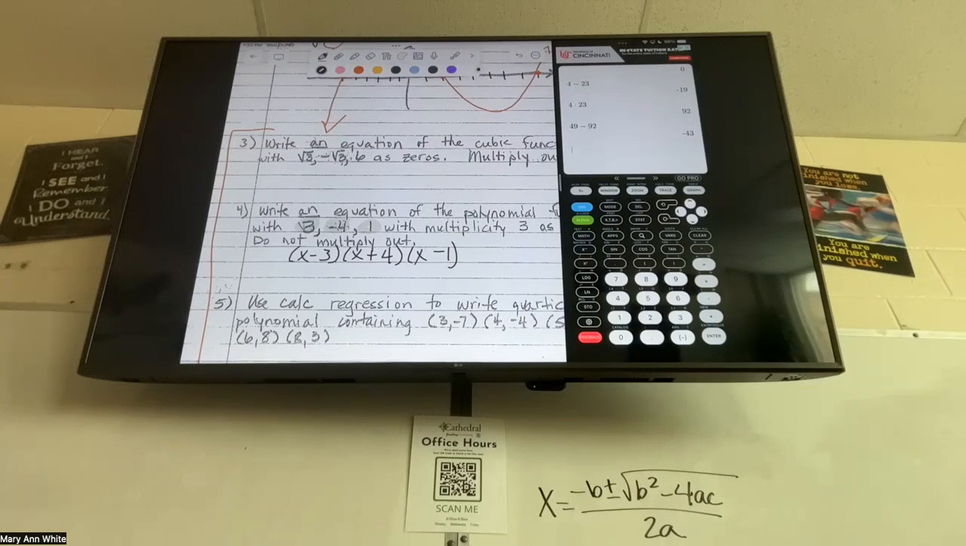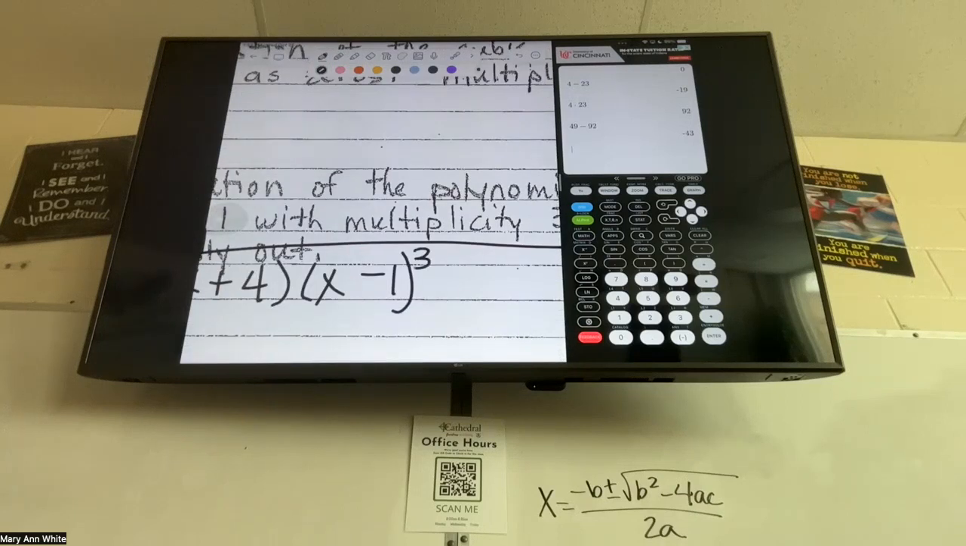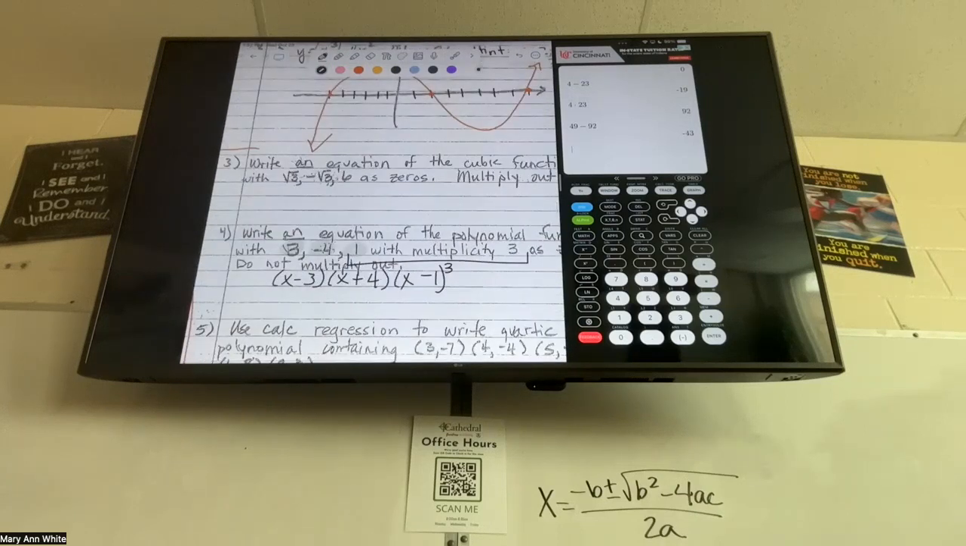Then it says 1 has a multiplicity of 3. Do you know what multiplicity means? Good, it's my exponent, it's my cube, so that goes with 1, because it says 1 has the multiplicity of 3. Super easy when I just have normal numbers.